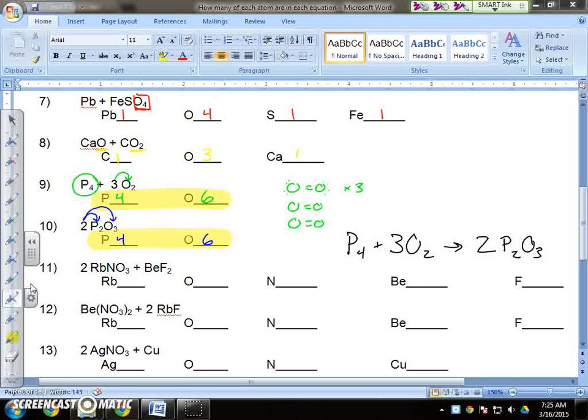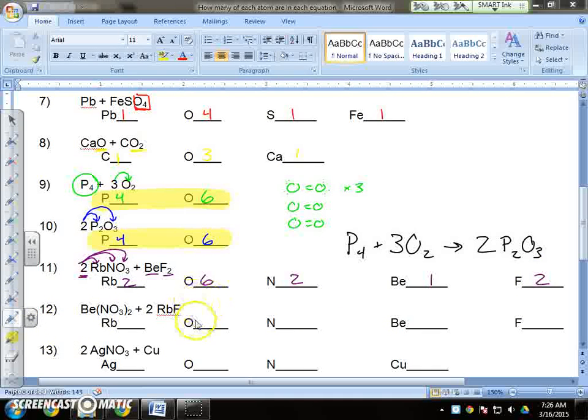Moving down to number 11, we start getting, again, a little tricky because we throw coefficients into here. This 2 is going to refer to the Rb, the rubidium, the N, and the O3. But this is, again, kind of easy because Be and F2 really don't relate to these at all. So I've simply got 2 rubidiums. 2 times 3 gives me 6 oxygens. I've got 2 times 1 gives me 2 nitrogens, 1 Be, and that subscript of 2 only corresponds to that F, so I've got 2 Fs.